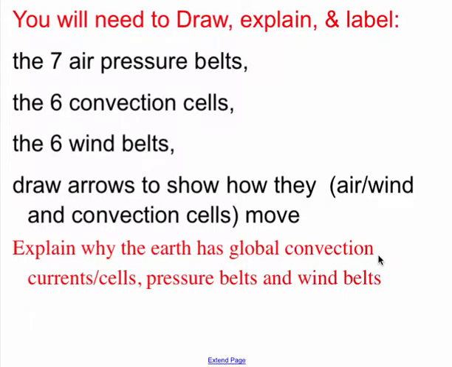In other words, why the Earth has global convection cells, currents, pressure belts, and wind belts. You can do it. We will practice in class, so bring lots of paper.